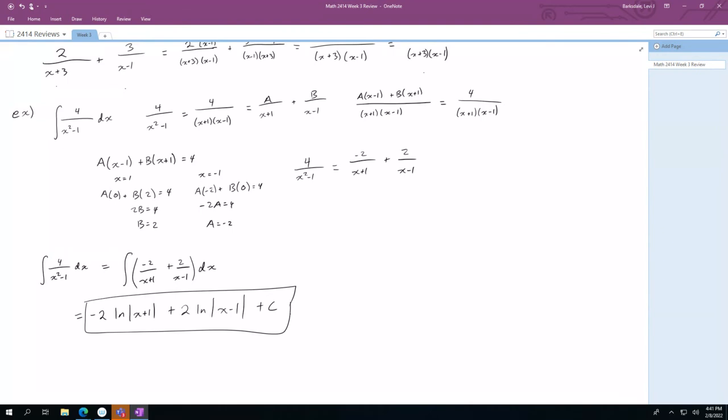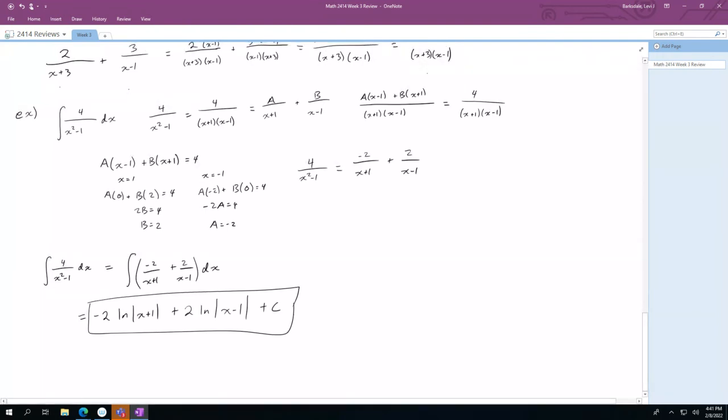Yeah. So let's just walk through the process. First off, we want to factor the denominator, because when we factor the denominator, that tells us what fraction parts we're going to have. In this case, we factored it into an x plus 1 and an x minus 1.